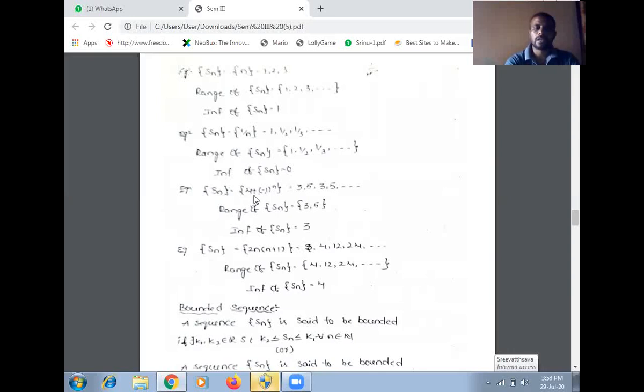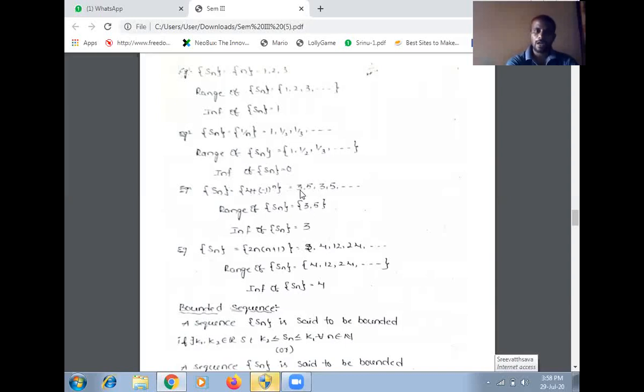Here Sn equals (4 plus (minus 1) to the power of n). If n equals 1, we get 3. If n equals 2, we get 4 plus 1, which is 5. If n equals 3, we get 4 minus 1, which is 3. If n equals 4, we get 4 plus 1, again 5.